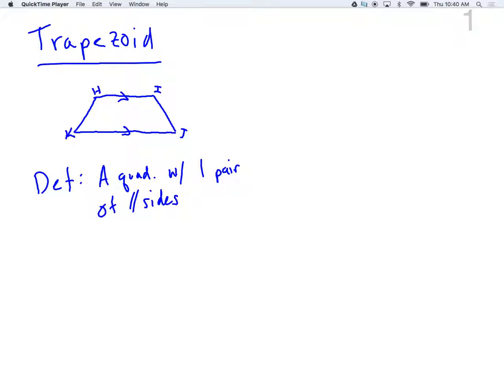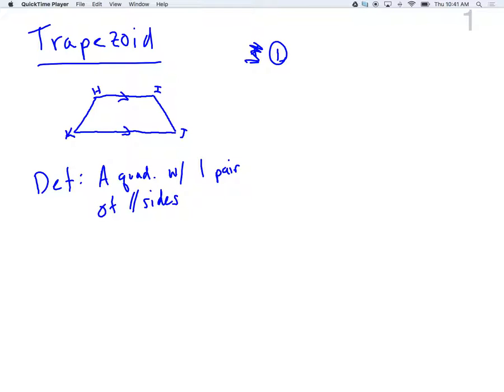Now we need some properties. What else is true about a trapezoid, other than the fact that it has one pair of parallel sides? The other pair of sides are congruent. Nope, doesn't have to be. He's talking about something different. That's our second shape, which we'll get to in a second. Yes, but is that special for a trapezoid, or is that true for all quadrilaterals? Good answer. Anything else?